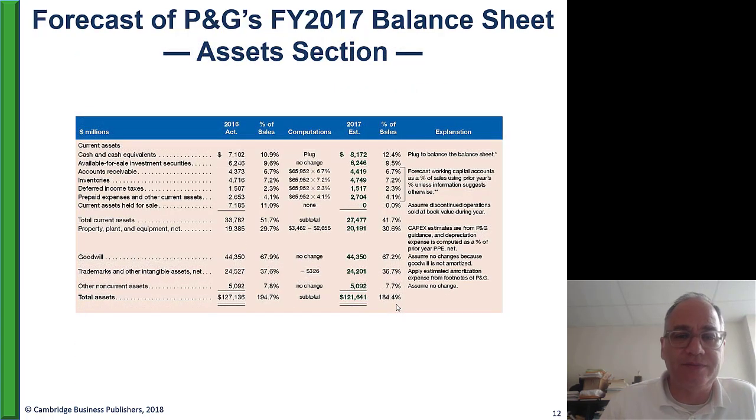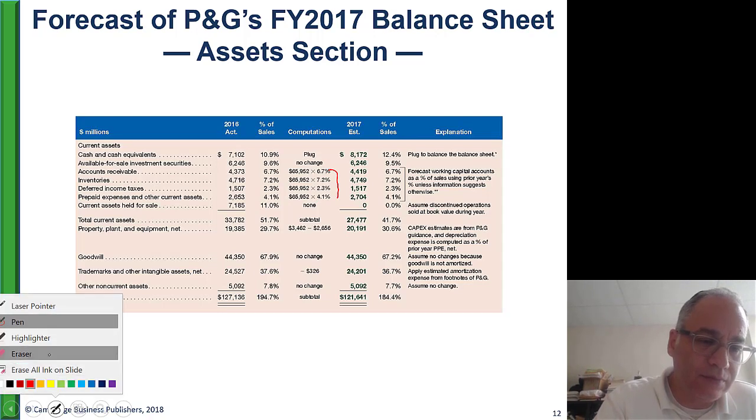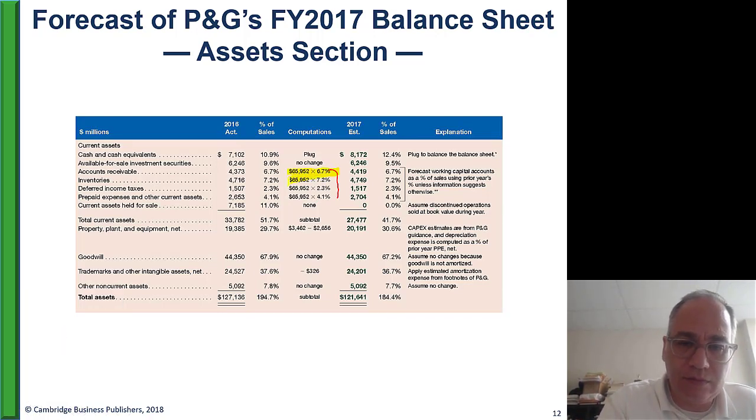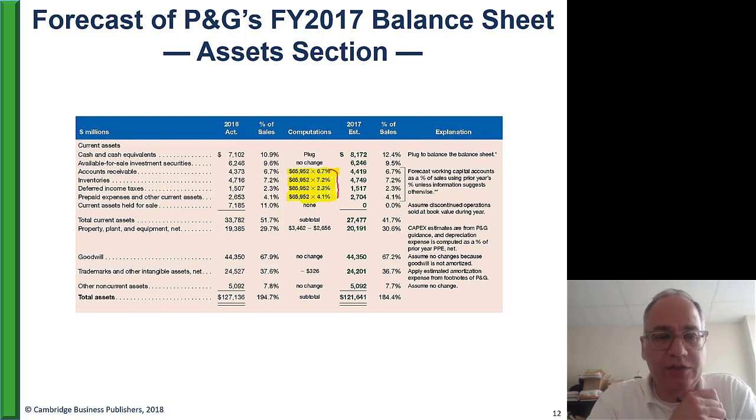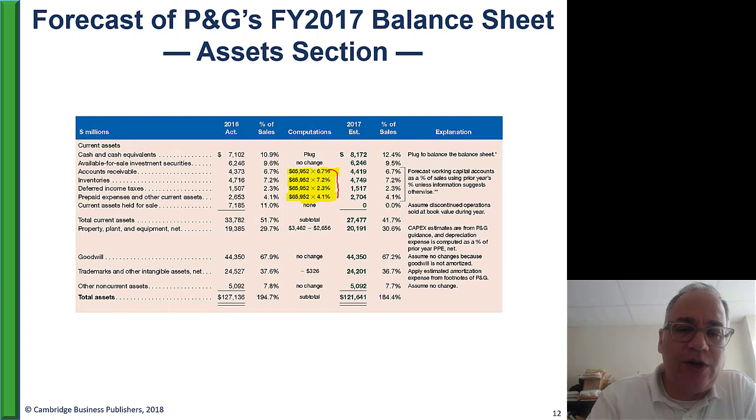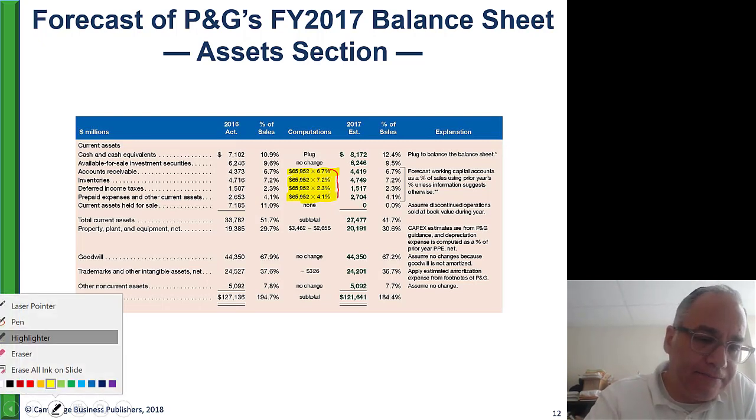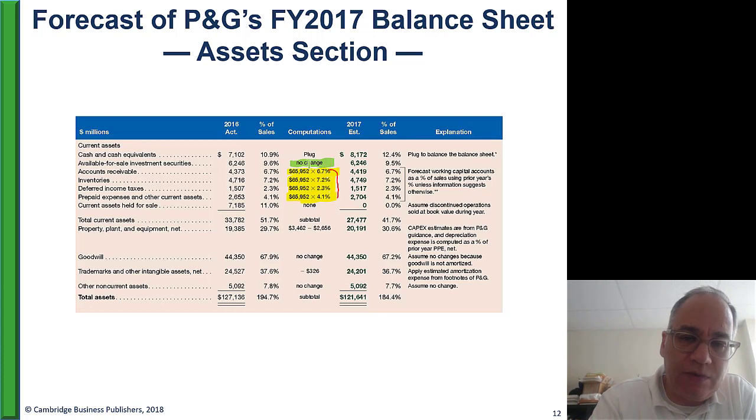And you can see this here where we set these up as a percentage of sales. So accounts receivable, all these items are set up as a percentage of sales. Current assets held for sale, let's just assume that they sell those. And available for sale investment securities, you can't predict what's going to happen there. So what we do with that is we leave it alone.